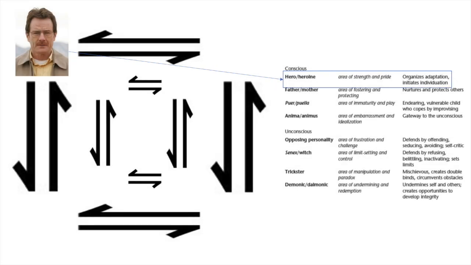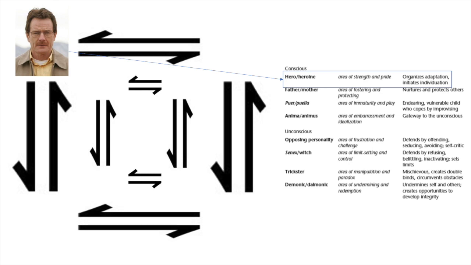So we started off by talking about the hero archetype, and obviously the hero archetype in Breaking Bad is represented by the character Walter White. And the shorthand here for the eight function model is that the hero embodies the area of strength and pride and organizes adaptation and initiates individuation.